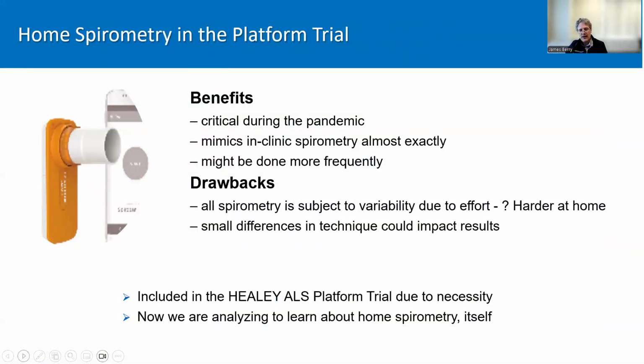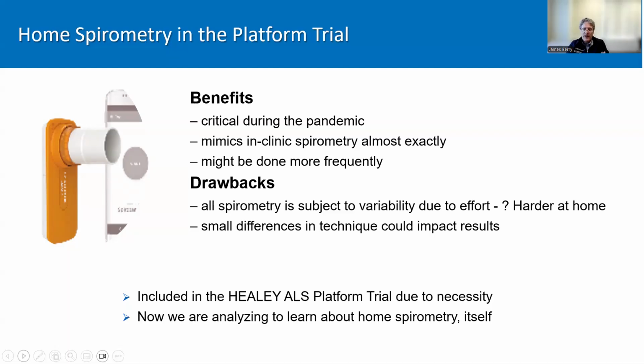And I'm going to hand over to Eric to tell us about some of the details of what we're finding when we compare home spirometry, home vital capacity, to clinic vital capacity. In theory, home spirometry really helped us during the pandemic because we couldn't bring people in and do clinical measurements. It really mimics in-clinic spirometry almost exactly. It's a slightly different machine, but really the same measurement. And it can be done more frequently.